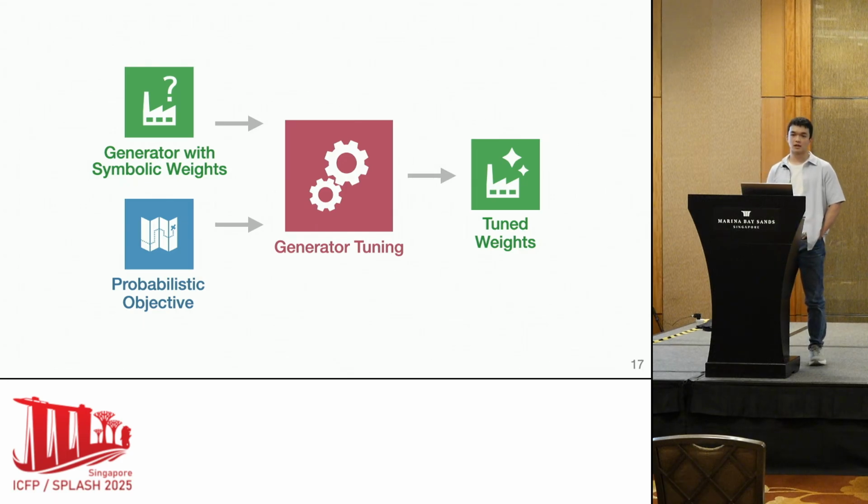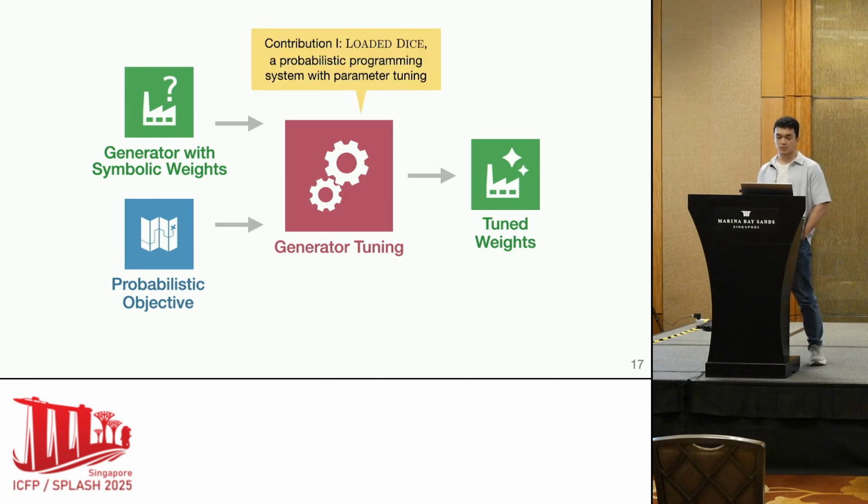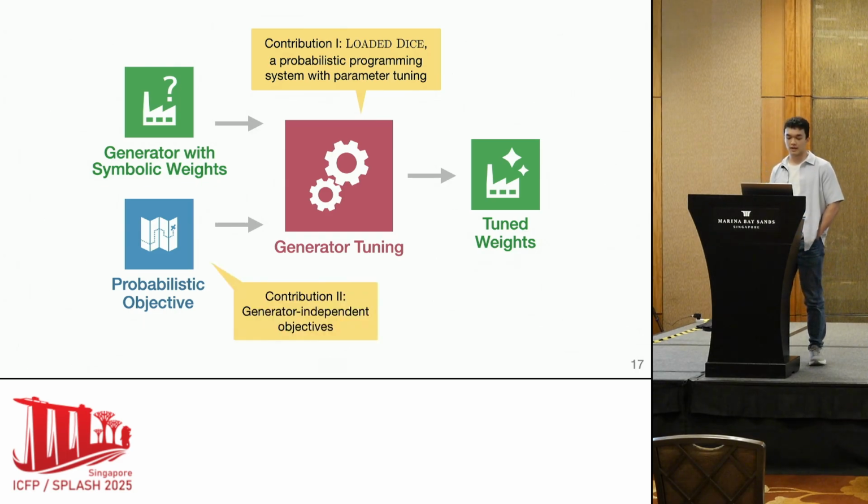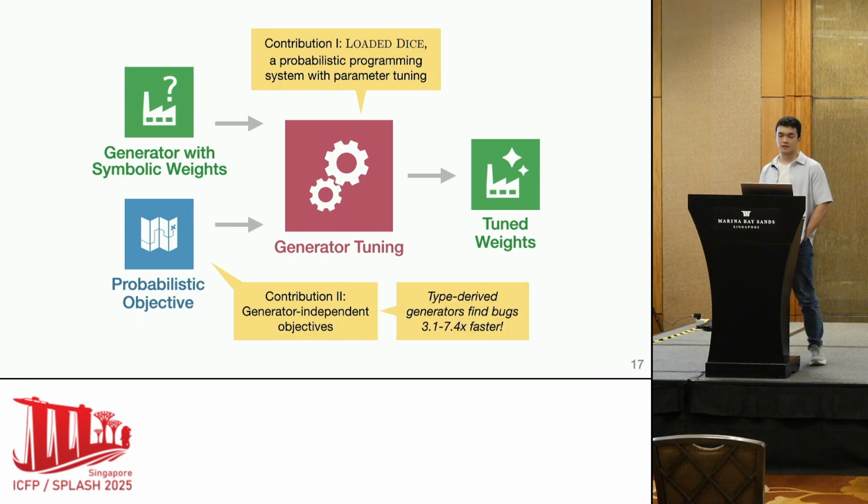We have 2 main contributions that support this approach. The first is that we actually have to implement a probabilistic programming system that allows us to learn weights. We call this system Loaded Dice. The second is that once we can tune, we need to know what to tune for. So we propose some generator-independent objectives that allow us to find bugs faster. And in our evaluation, we find that when tuning type-derived generators, we find bugs 3 to 7 times faster.